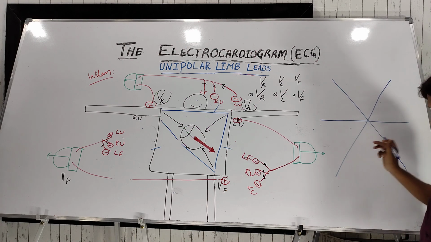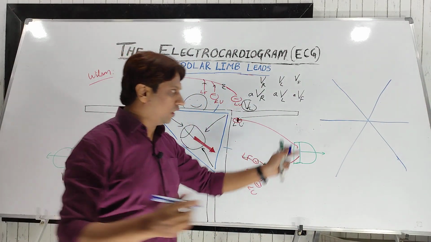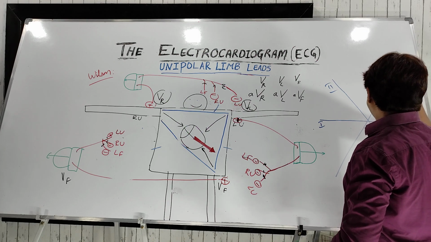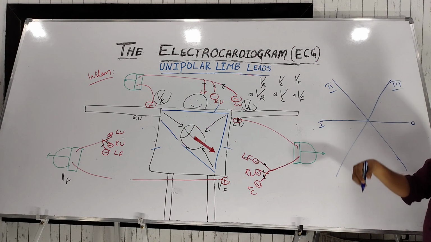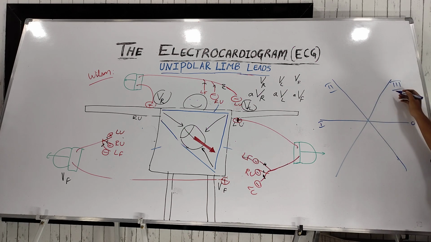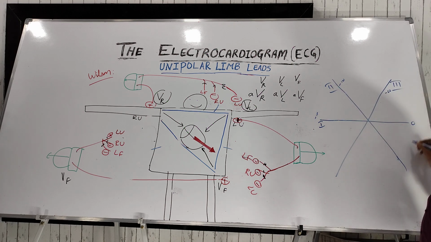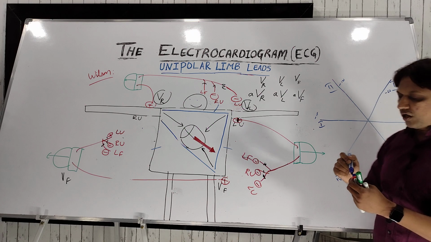This is known as the triaxial system, that is the axis of the bipolar limb leads: limb lead 1, limb lead 2 and limb lead 3. For limb lead 1, negative is up, so it will be 0, minus 60, minus 120, minus 180, and on the positive side plus 60, plus 120, like that. So this is the bipolar limb leads.